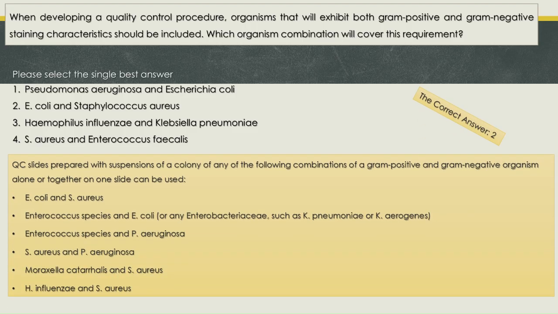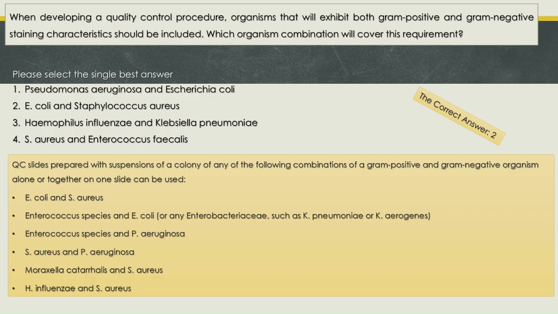The correct answer, 2. E. coli and Staphylococcus aureus. QC slides prepared with suspensions of a colony of any of the following combinations of a gram-positive and gram-negative organism alone or together on one slide can be used.